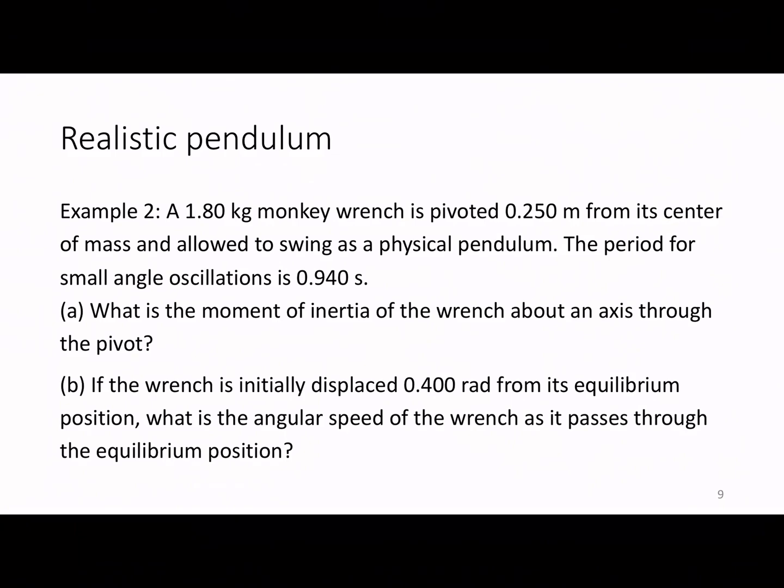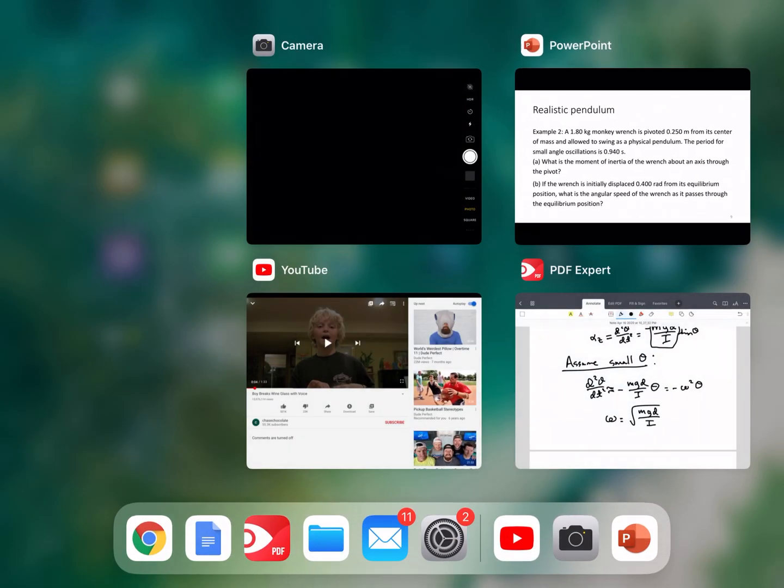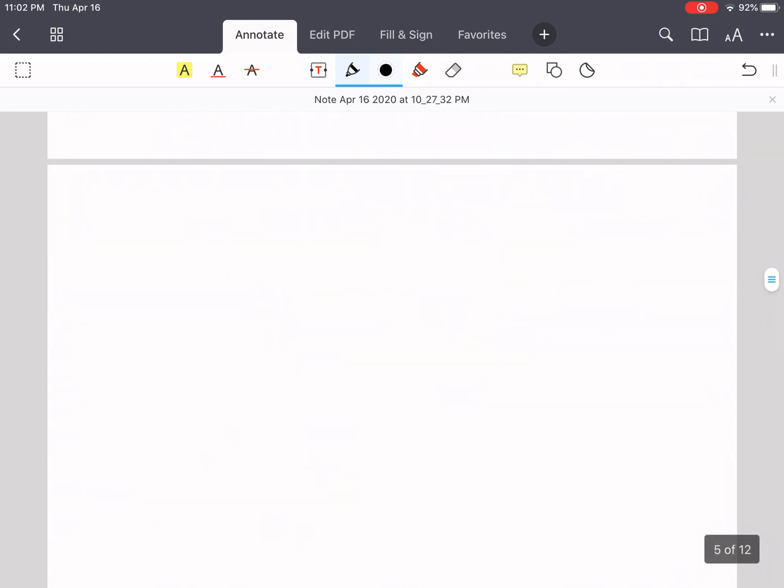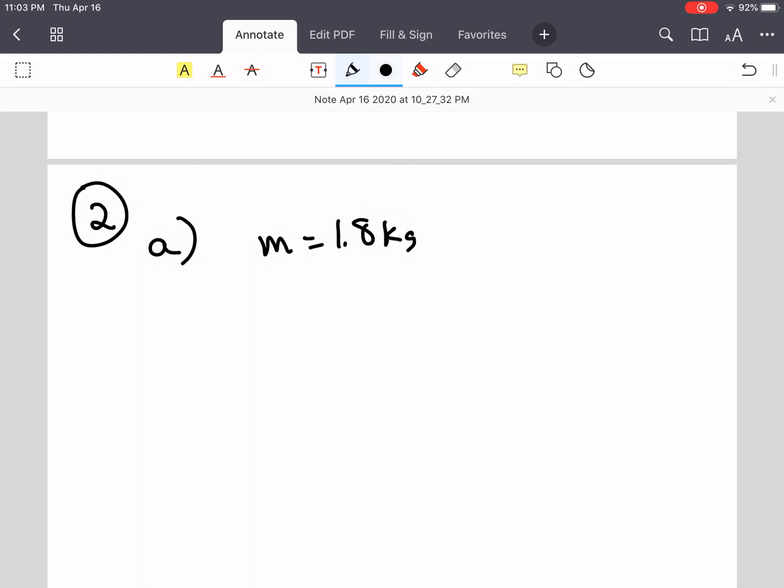Very good. All right. So this is a stereotypical example of a physical pendulum. I think it even says physical pendulum in the problem statement. Yes, indeed it does. So we simply have to pick out the relevant quantities. The mass is 1.8 kilograms. It's pivoted 0.25 meters from its center.